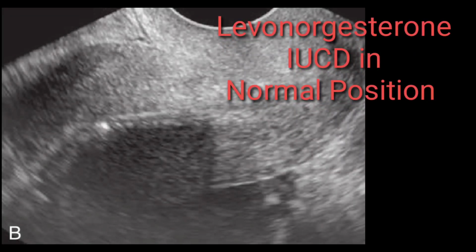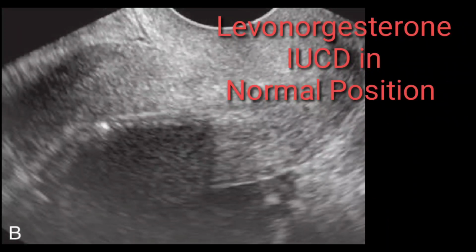This is a transvaginal scan, and on the transvaginal scan the uterus is anteverted, anteflexed, there is no flexion abnormality, and the uterus is clearly visible here. Within the endometrial cavity there is an intrauterine contraceptive device which is in normal position.